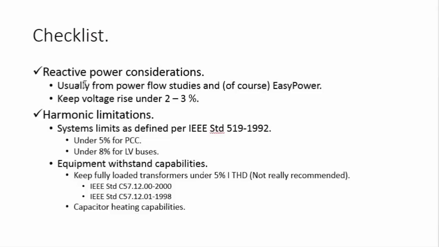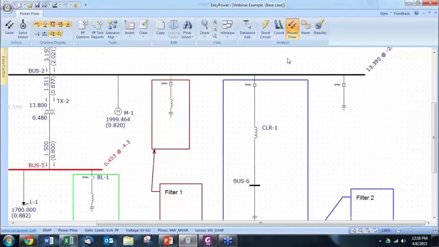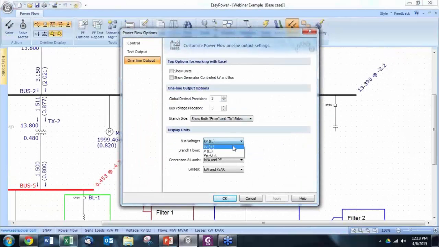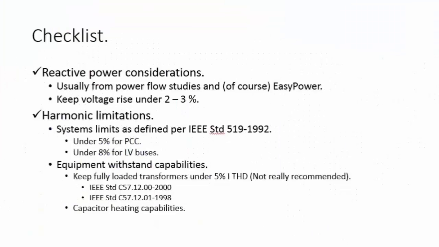We need to specify a filter that will keep the voltage rise on the system under 2-3%. This is per IEEE recommendation. So let's check the voltage in PU per unit, and when we engage this filter, the voltage will go up 3%. So we have a go. This is a good filter.